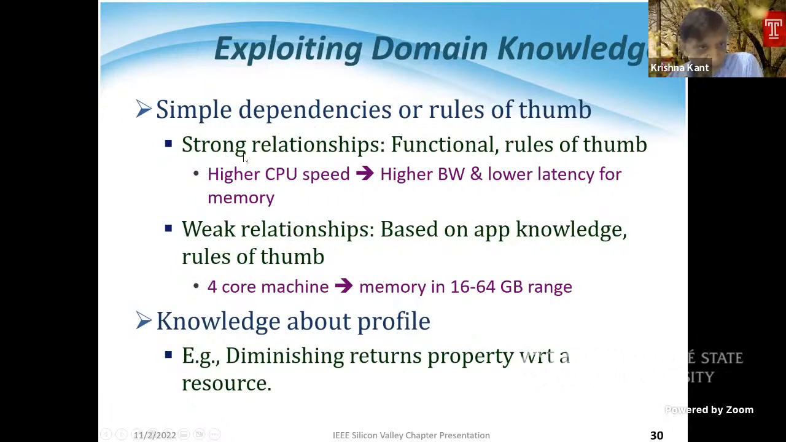I already gave you an example. There will be some strong relationships, such as a higher CPU speed means higher memory bandwidth and lower latency for the memory. Weak relationships, such as if you have a 4-core machine, then your memory should be in that range. So you could have rules of thumb. And then another domain knowledge that you typically have is, for example, the idea of a diminishing return.